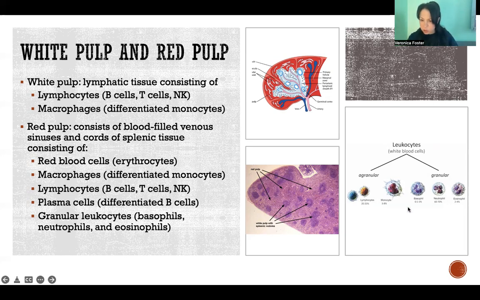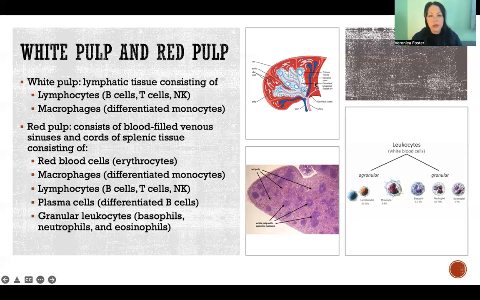If we look at our picture over here, you can see these are the 5 types of leukocytes. So lymphocyte, monocyte, basophil, neutrophil, and eosinophil. The 3 granular ones, it just refers to them having little pockets of enzymes and fluids and things inside the cell membrane that they can secrete. That's what makes them granular. The agranular ones just means that they don't have that inside.